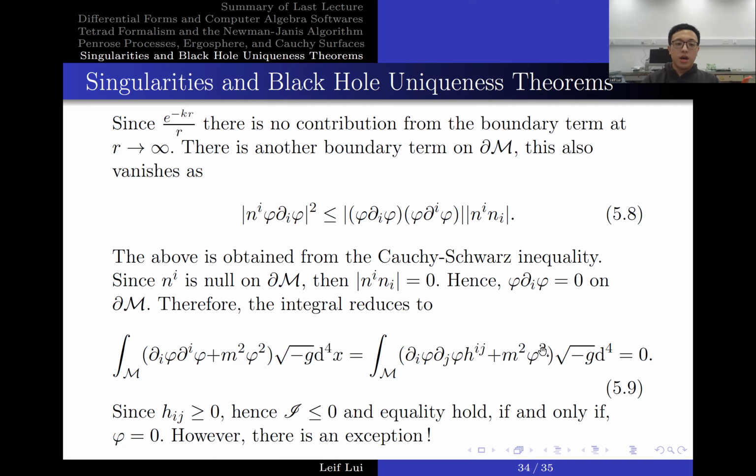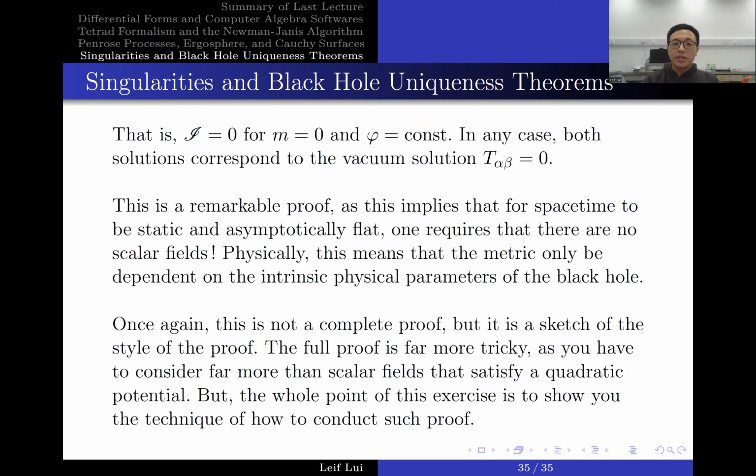And since h_ij is positive definite, this tells us I is negative definite, and equality holds if and only if the scalar field vanishes. However, there is an exception. Basically, I is equal to 0 for m equals 0 and φ equals constant. And in any case, both solutions correspond to the vacuum solution, T_αβ is equal to 0.